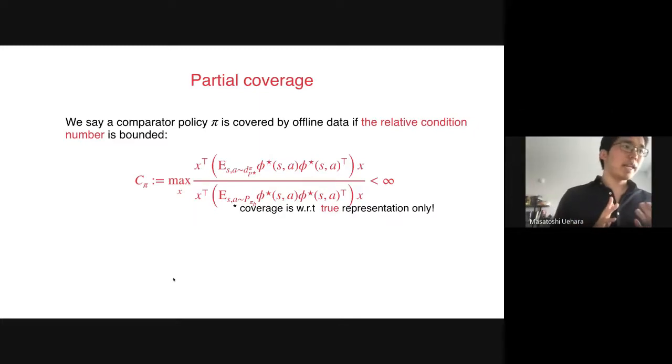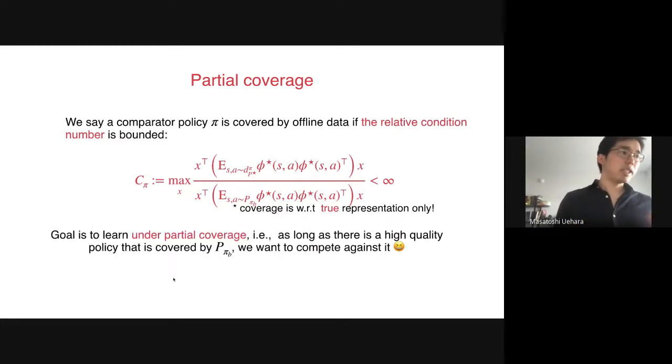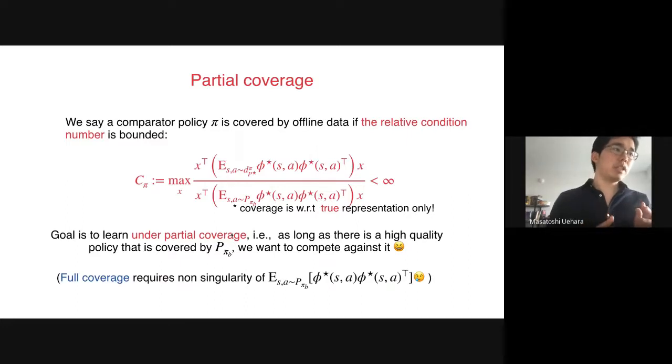And we want to say that our algorithm works under partial coverage. So we need to define what partial coverage is. We first define what it means for a comparator policy to be covered. We say that a comparator policy pi is covered by offline data if the relative condition number is bounded, and this relative condition number is defined on the true feature. And the goal is to learn under partial coverage. That is, as long as there's a high quality policy that is covered by the offline data, we want to compete against it. And compared to the previous literature, in linear MDPs there's already this concept.